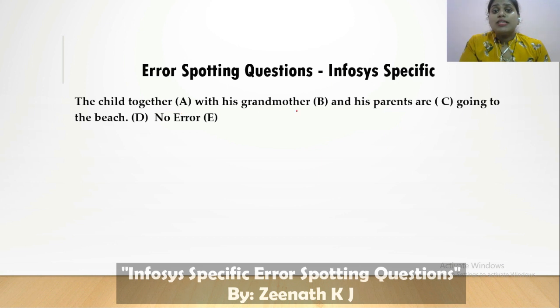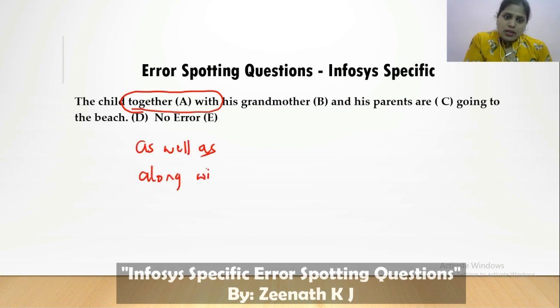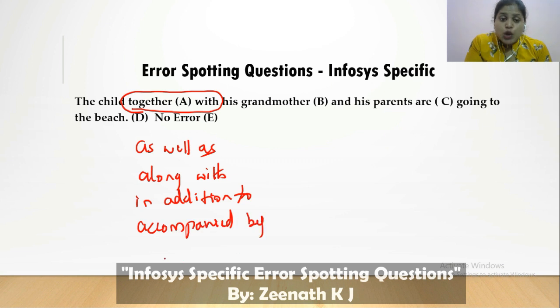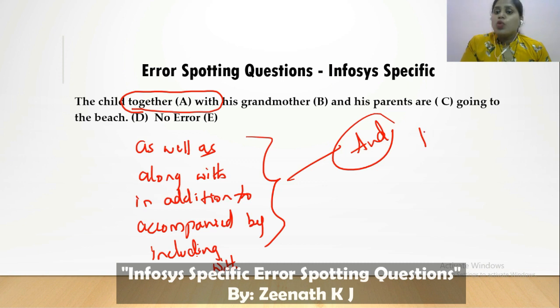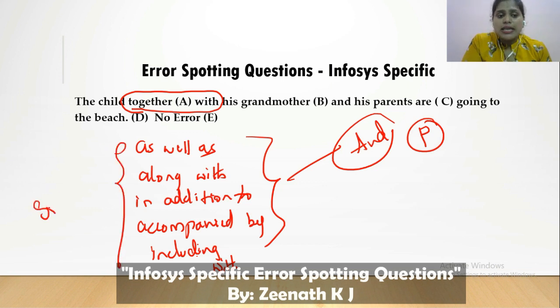The child together with his grandmother and his parents. The word which is playing a key role here is together with. Usually whenever we look at words like together with, as well as, along with, in addition to, accompanied by, including, and sometimes just the word with, we assume these words are equivalent to the word and, which is usually a word which plays the role of plural. Okay, but in reality, is it so? No. These correlative conjunctions are originally considered singular and they cannot be compared to the word and.